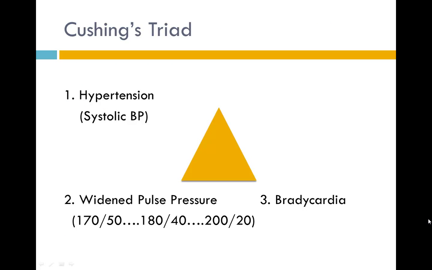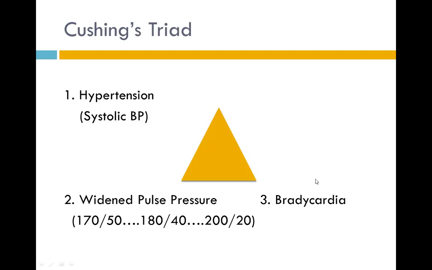Cushing's triad is a response to increased intracranial pressure, which includes 3 prominent signs of imminent deterioration. These are increased systolic pressure, while the diastolic stays the same, a widening pulse pressure, and I've given examples here in the slide. For example, if you had a patient with 170/50, check on them again, it's 180/40. And then 200/20, you can see how there's a widening pulse pressure.